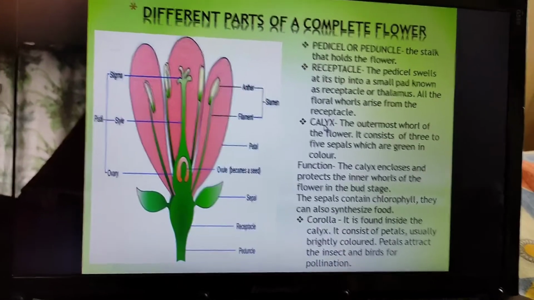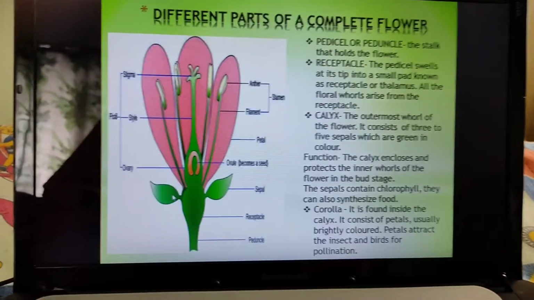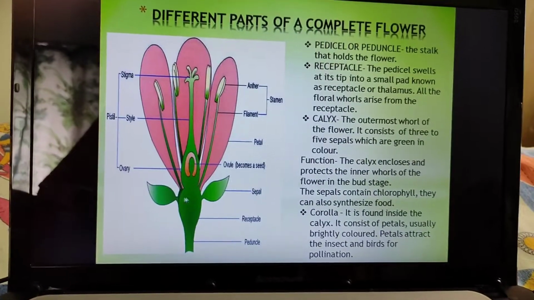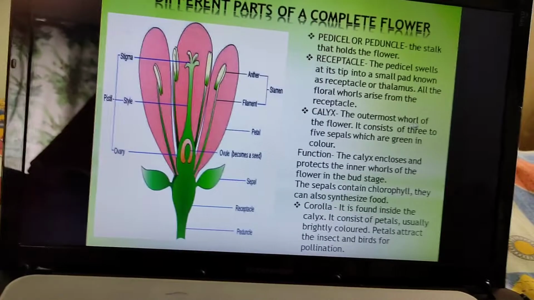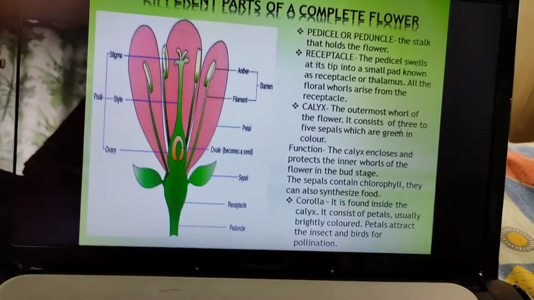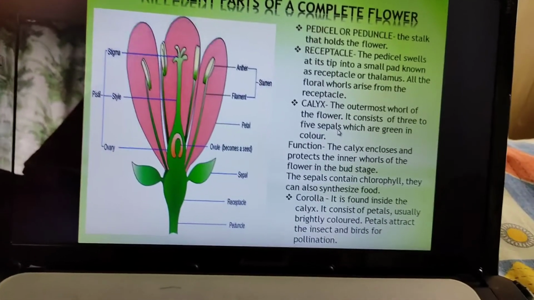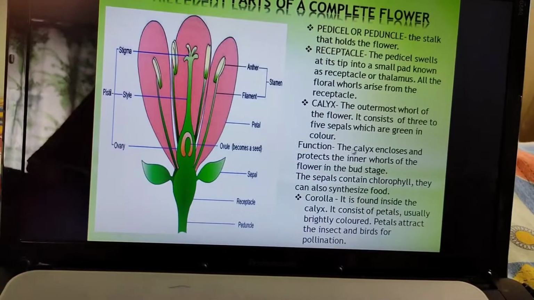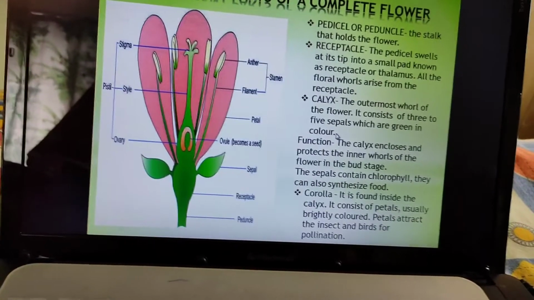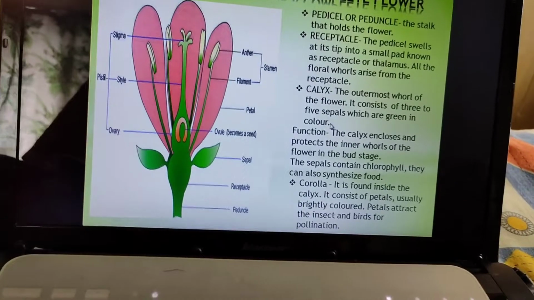Next, we know about the calyx. This leaf-like green portion is known as the calyx. It is the outermost whorl of the flower and consists of 3 to 5 sepals, which are green in color. Why is it green in color? Because the photosynthetic pigment chlorophyll is present here.